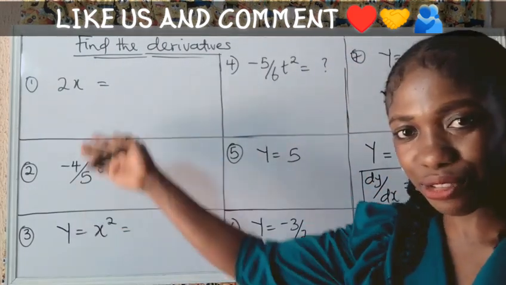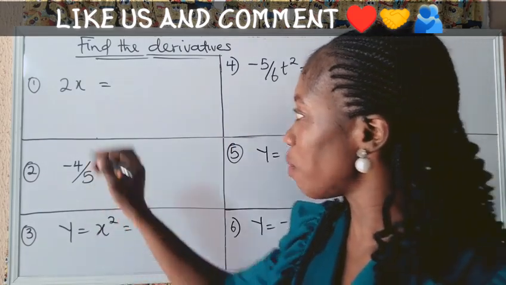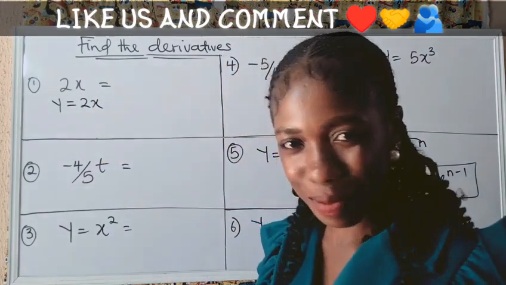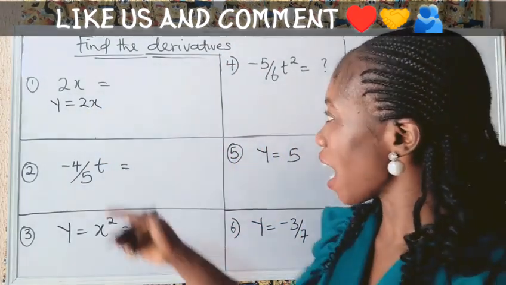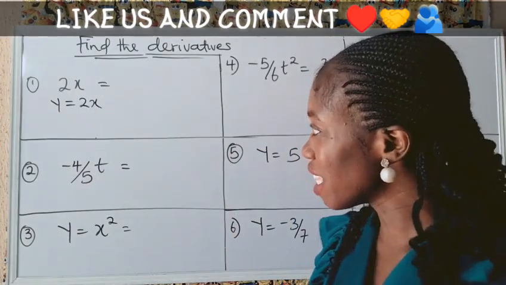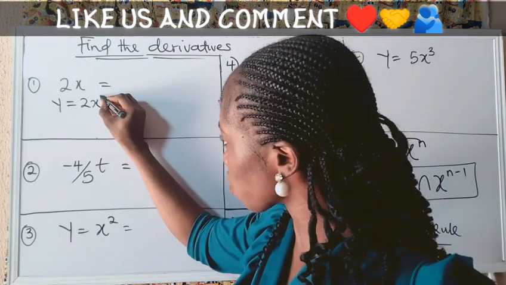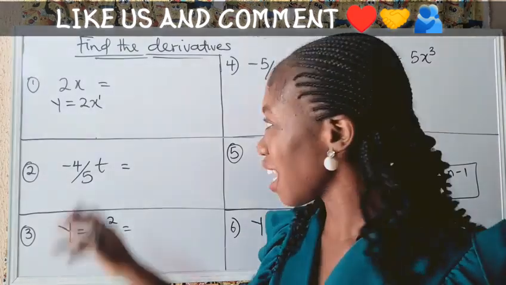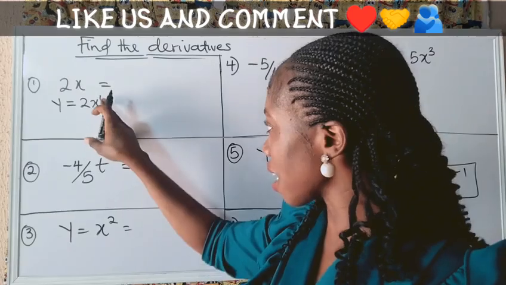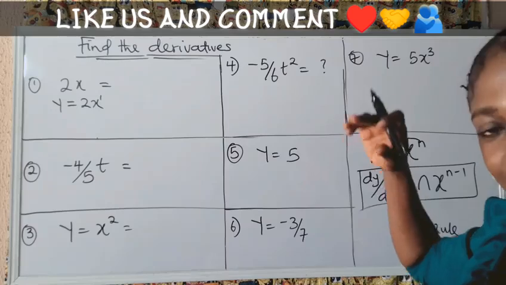Now let's start with the first one. We are given 2x. Remember, this simply means that y is equal to 2x. I hope that is clear. Now if we are asked to find the derivative of this, what do we mean? It means that, remember, when you have 2x, x has a power which is 1, according to your algebra. A letter without a power has an invisible 1 as a power. So the power here is 1. According to our rule, multiply and then remove.